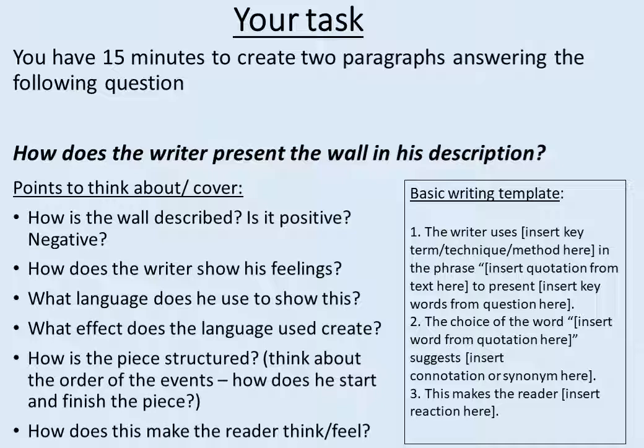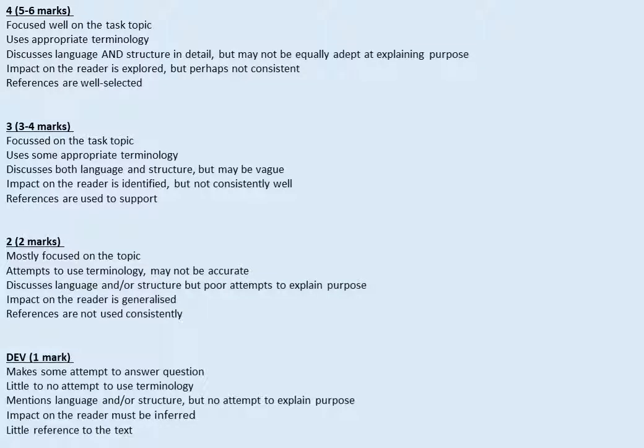And on the next slide, I've got the mark scheme. So this is how it would be marked. Of course, I'm not actually marking it, but it is helpful in terms of producing the highest quality answer you can. So please could you pause the video to write that now.